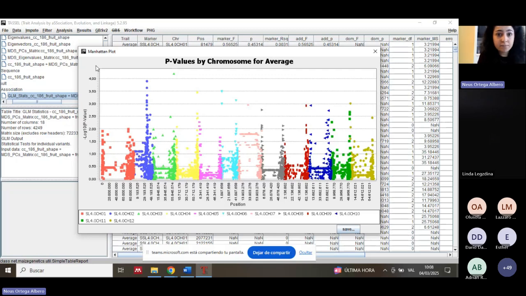That doesn't mean that there are no genes controlling this trait. Of course, there are genes that control the expression of this phenotype. But with the data that we have, we are not able to see, to analyze or associate these genes with the trait.